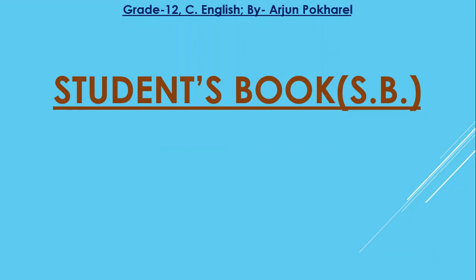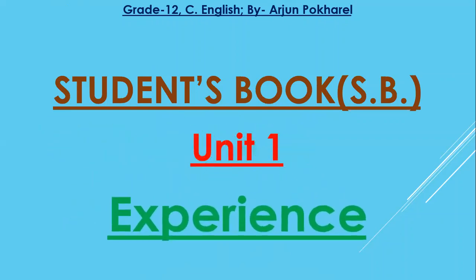I'd like to go one by one. First of all, I'll see the contents of the student's book, and then I'll move to the contents of the workbook. I have written in short here SB for student's book and WB for workbook. In unit one, we basically talk about our experiences.